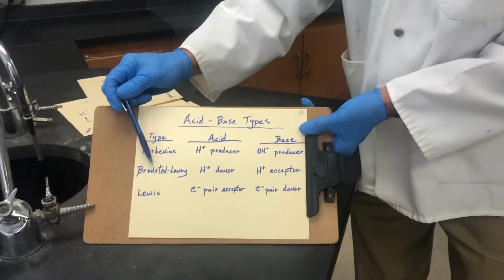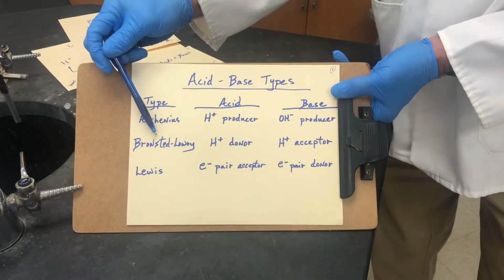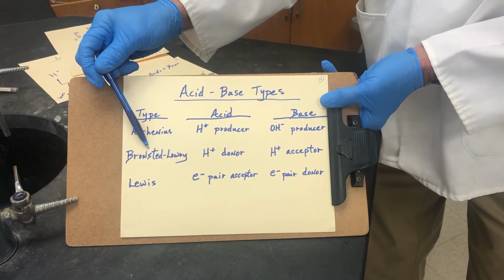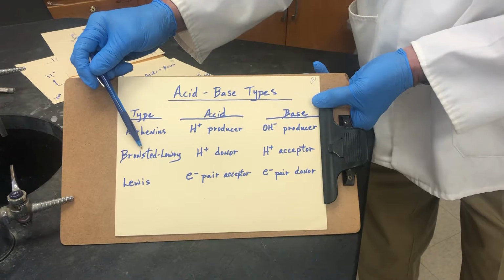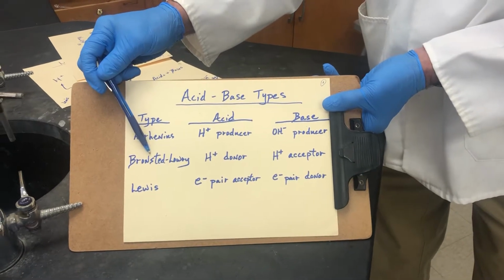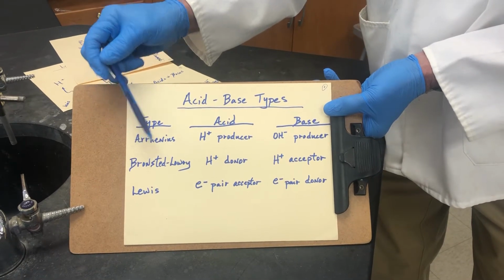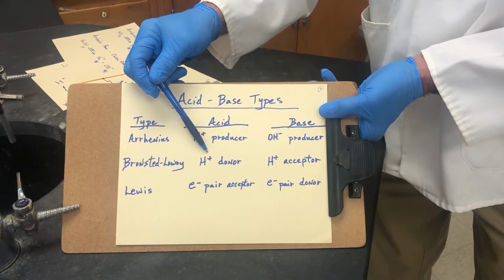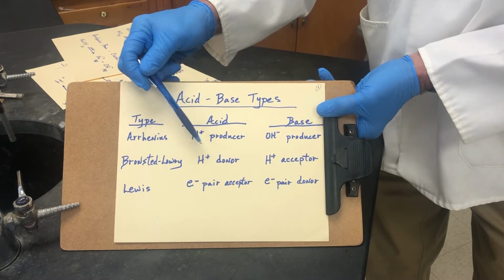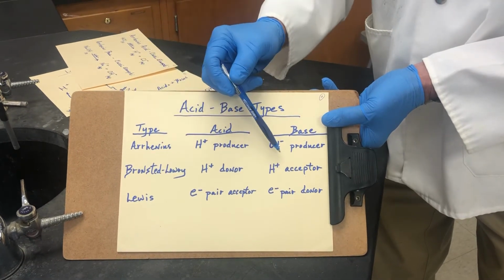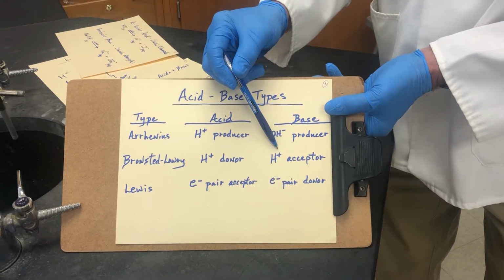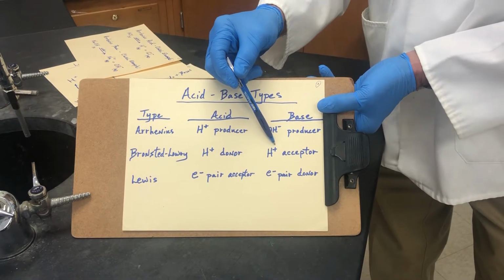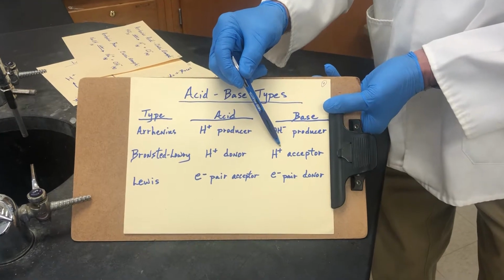Our next category, and this is one we haven't talked about a lot through our distance learning as best we could, is Bronsted-Lowry acids and bases. What are they? Well, a Bronsted-Lowry acid is a hydrogen ion donor, okay? A Bronsted-Lowry base is a hydrogen ion acceptor. It will receive hydrogen ions into its compound, or in forming a compound, okay?